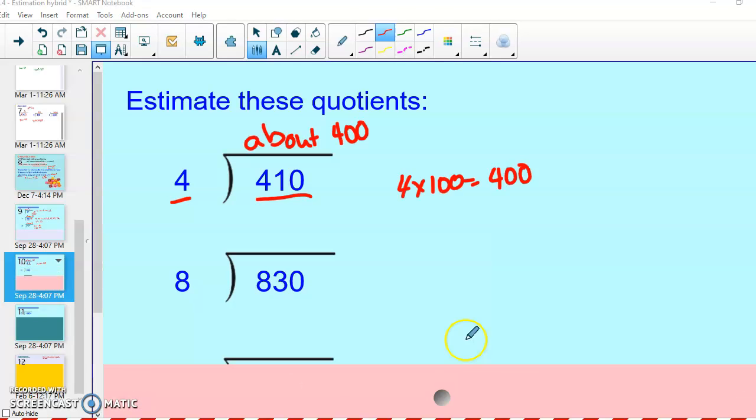Okay, and we only have time for about one more here. As you can see, I already worked this one out. I thought 4 can go into 410 how many times? Well, I know that 4 times 100 is 400, and that is really close. So I made my answer about 400. And then if I look at 830 divided by 8, once again, 830 is really close to 800. So I know that 8 times 100 equals 800.